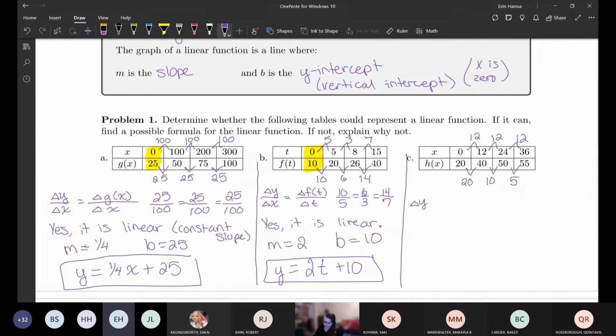So if we were looking at our change in y over change in x, which in this case is a change in h of x over change in x, I shouldn't even be putting an equal sign there. I would get mad at myself for doing that. Those should technically be arrows. Semantics. If you put an equal sign, I'm not going to take points off or anything, but that should technically be an arrow. Anyway, we've got a 20 over 12, and a 10 over 12, and a 5 over 12, which do not equal each other. So this is not linear.